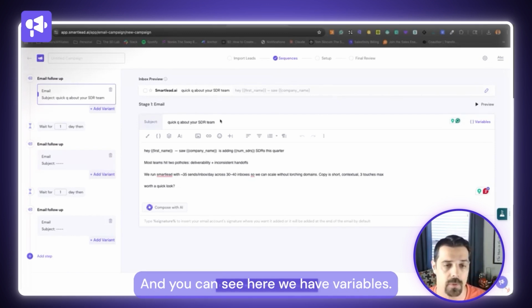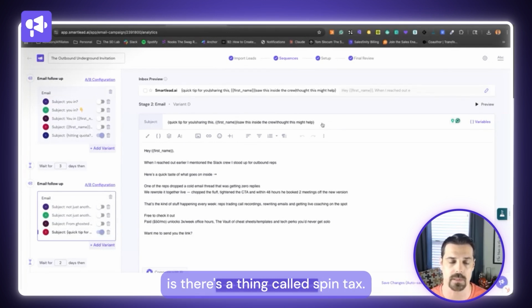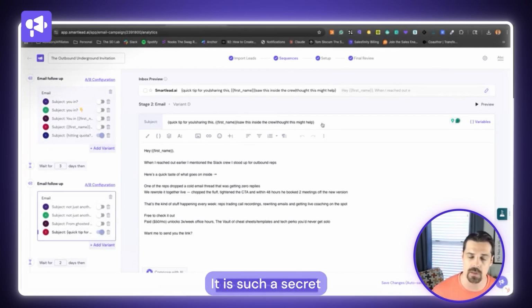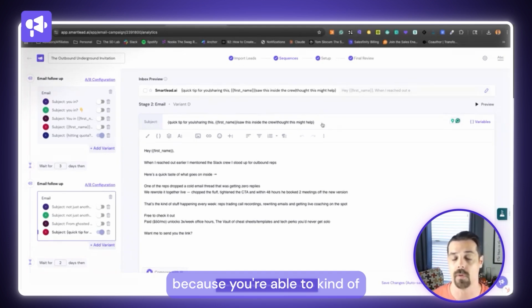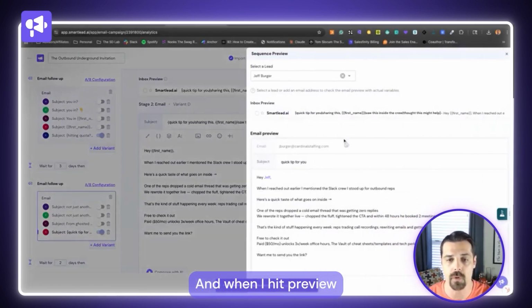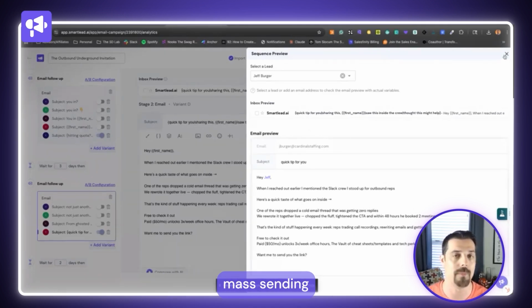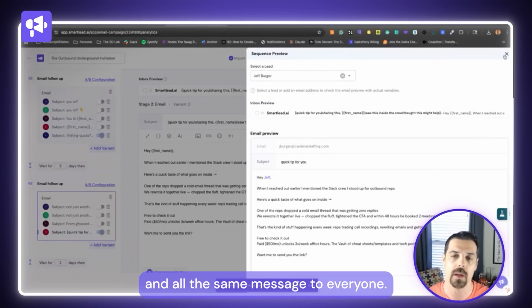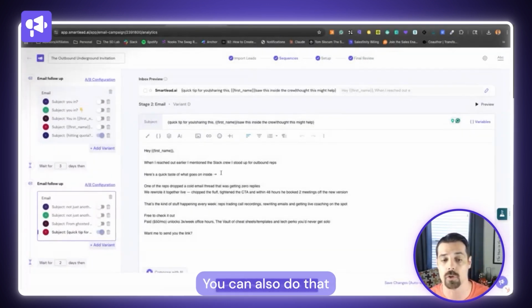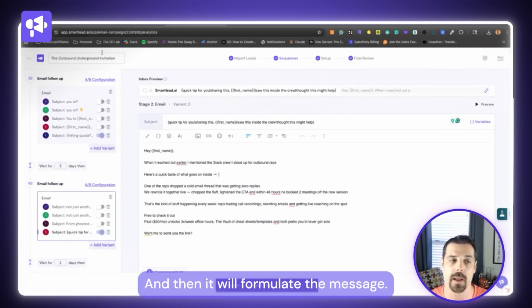And you can see here, we have variables. You want to be shaking up your subject lines so you can change them up in different ways, right? This is what I love about this: there's a thing called spin tax. It is such a secret that most people don't realize, because you're able to randomize your subject lines and your copy. So in here, we can put in a couple different subject lines. And when I hit preview, it's going to pick one and randomize that. So not every message looks like it's mass sending the same message to everyone. It'll rotate and switch that. You can also do that within the copy of the email. I can switch all of this around by putting in this spin tax and then it will formulate the message.